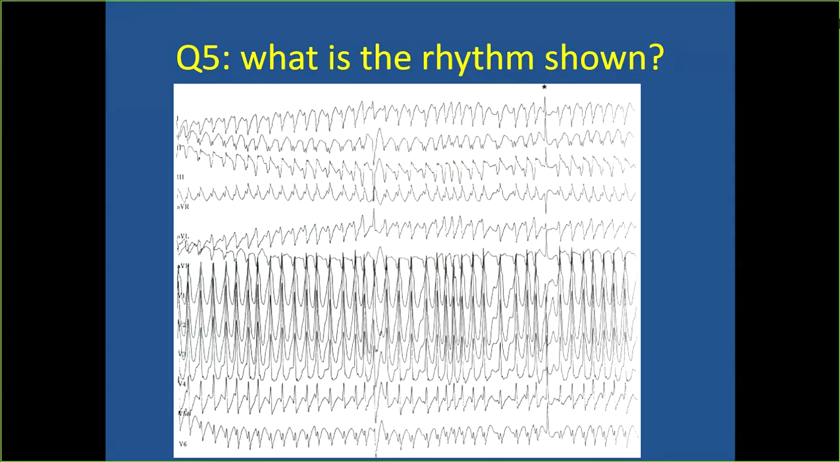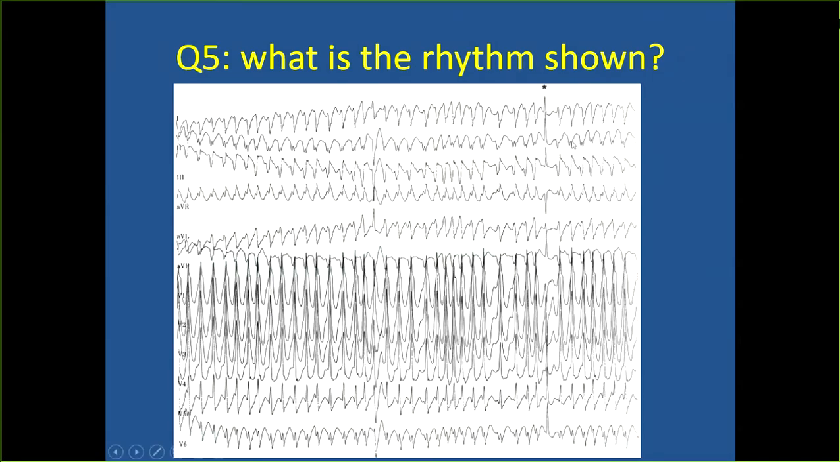Now, AF with aberrancy. Why is it not AF with aberrancy? Aberrancy means when the rate increases, the conduction gets slower. That means the QRS gets wider or broader. For example, see here, this QRS, here the rate is higher, right? When the rate gets faster, it should get broader because of more delay in the conduction. But it gets narrower, and when the rate slows down, it is broader. Correct? This is against aberrancy. Aberrancy means when the rate is higher, QRS is broader.